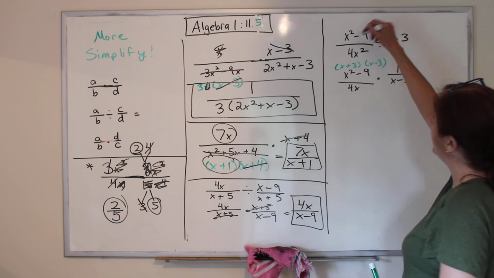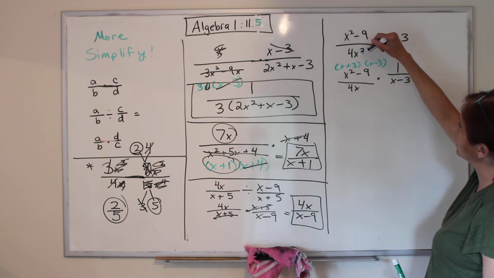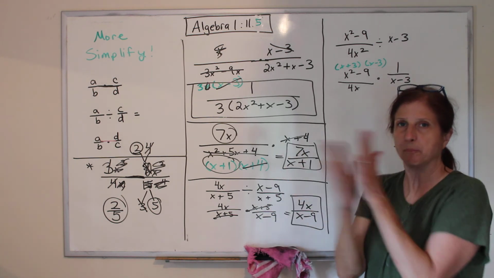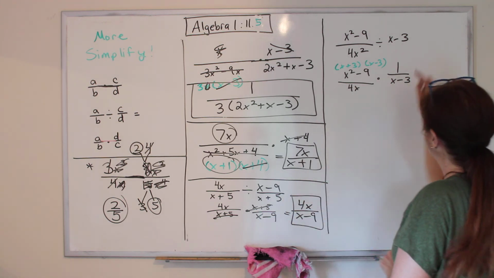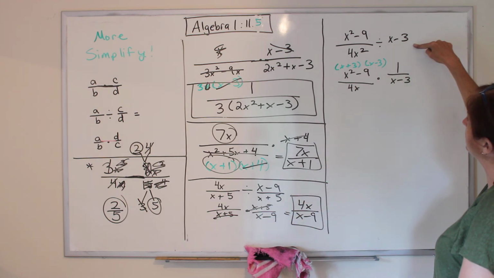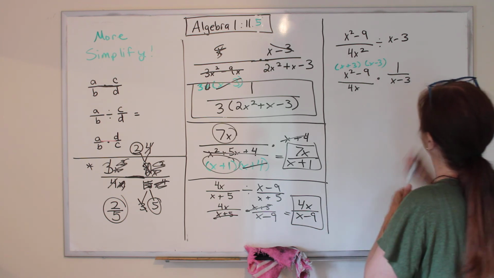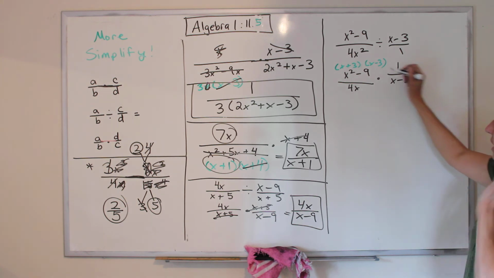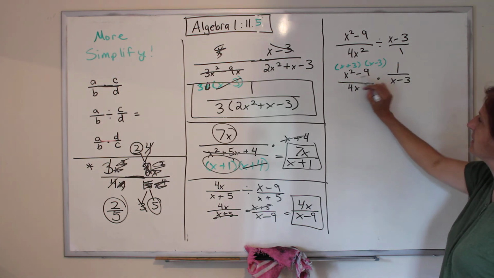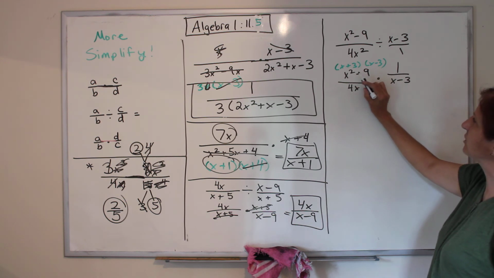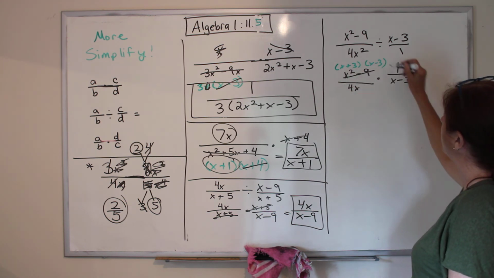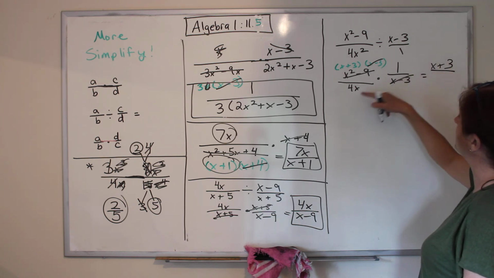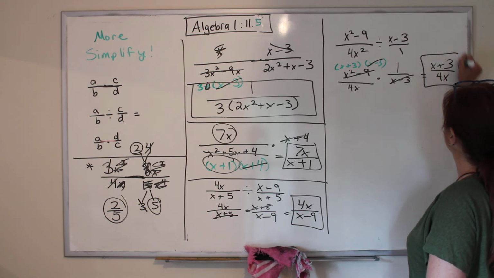Okay, how about this one? X squared minus 9 over 4x squared divided by x minus 3. What do we do first? We clap, clap, and flip it. So how do we flip this one? It doesn't have a denominator. It has an understood 1 under there. So to flip it, the 1 goes up, the x minus 3 goes down. Still nothing to cross out except this is the difference between two squares. I can change that into x plus 3, x minus 3, and the x minus 3's cancel out. What's left? X plus 3 on top, 4x on bottom.